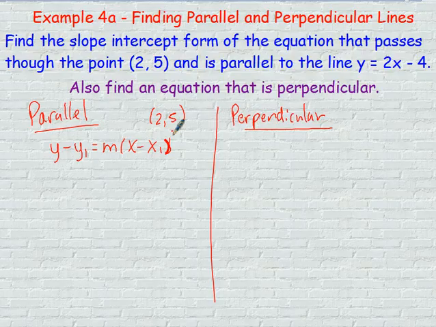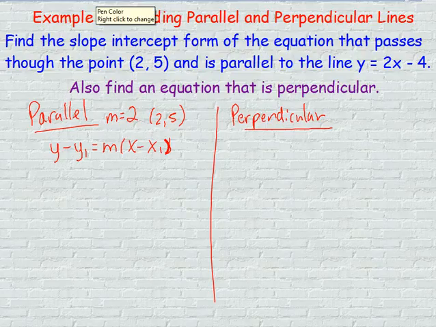Because what do we know? They have to be the same. So what's the slope of that line? 2. So then obviously, what's the slope of my line? 2. So then I already know my m is 2. Does that make sense? So then do I have everything I need? Okay, so now let's just plug it in and knock it out.